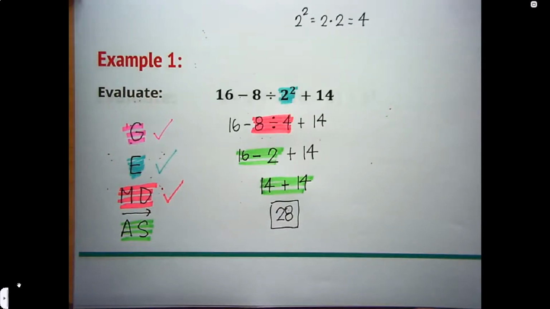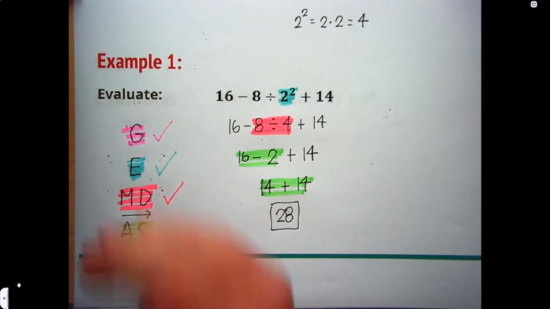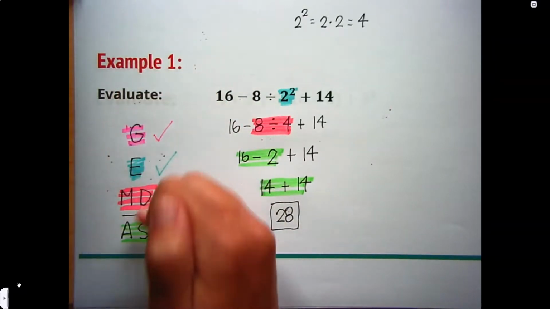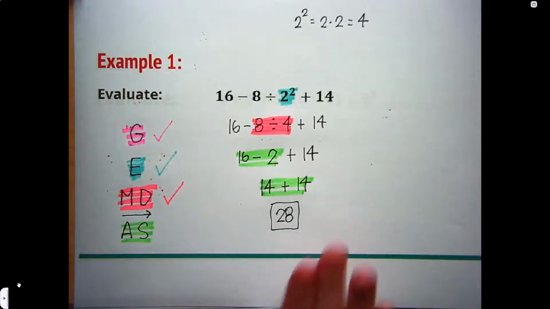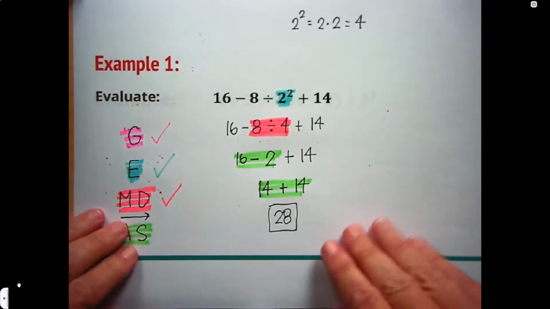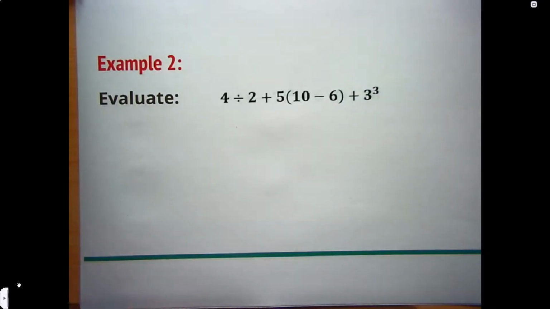I want you to notice that I followed GEMDAS top to bottom. I went one step at a time. I did one operation at a time, and that's what I want you to do, one thing at a time. Right now I want to see the steps. It's really important, I think, that you show the work. So I want you to follow this example and do yours the same way. All right, so there's our first example.